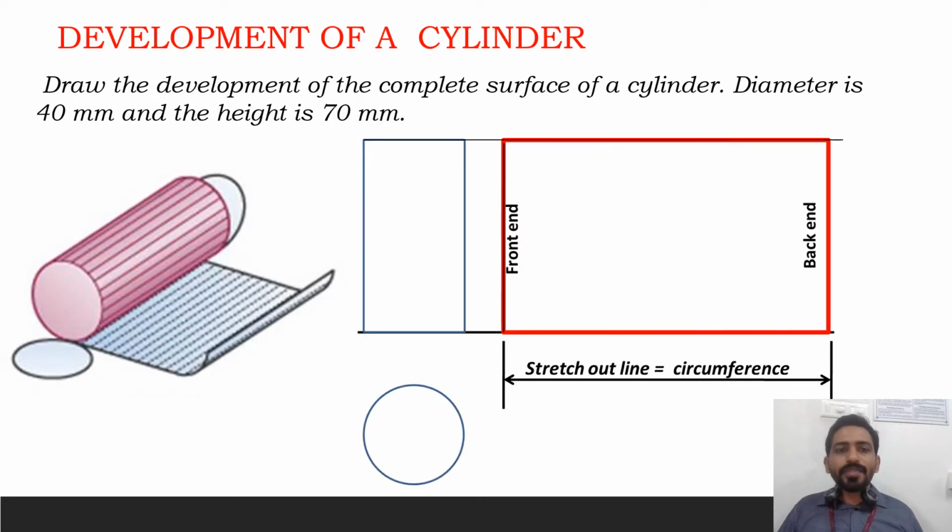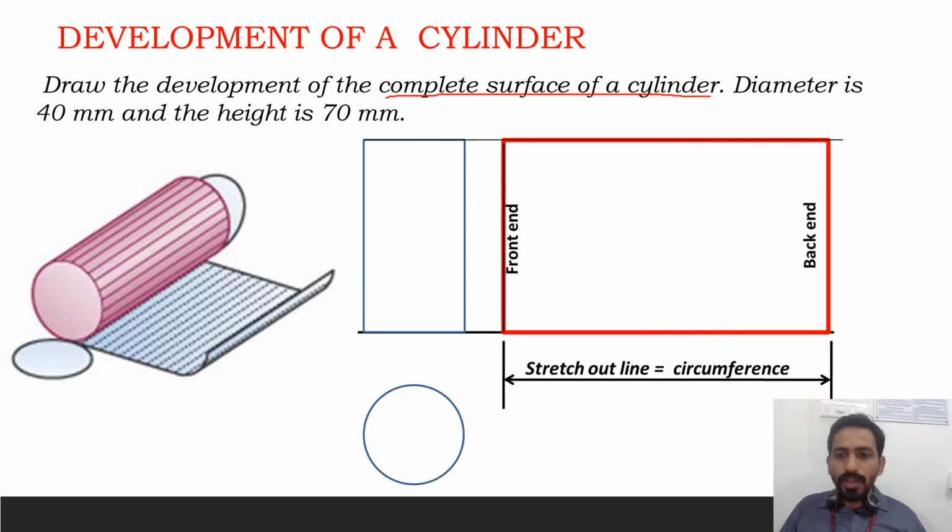Okay, development of a cylinder. Now draw the development of the complete surface of a cylinder. Diameter is given as 40 mm and the height is 70 mm. Here you note that the development of the complete surface is asked, so that should include the lateral surface as well as the top and bottom faces, which have a circular shape. On developing the lateral surface of the cylinder, you will get a rectangle.